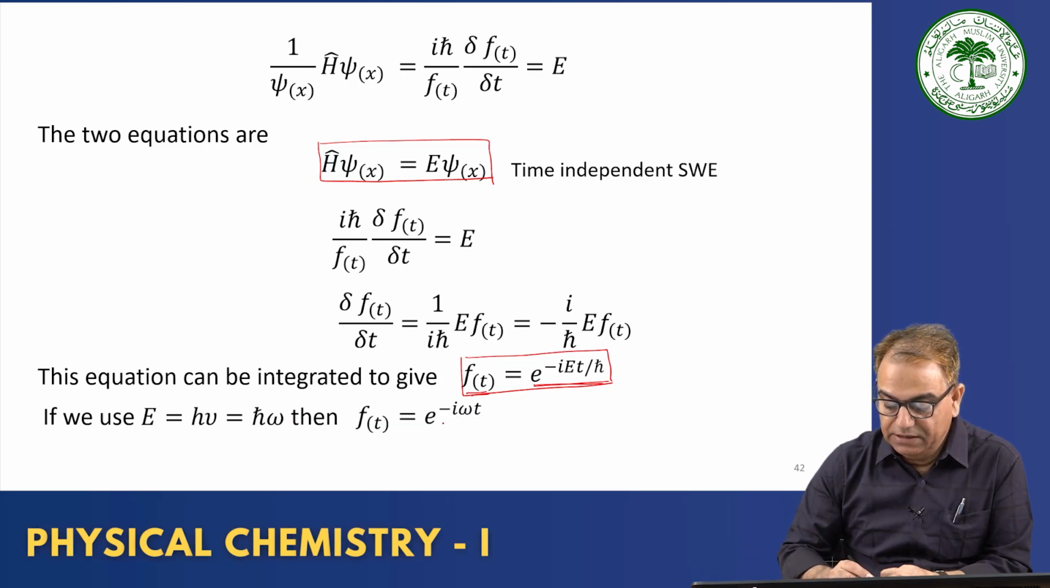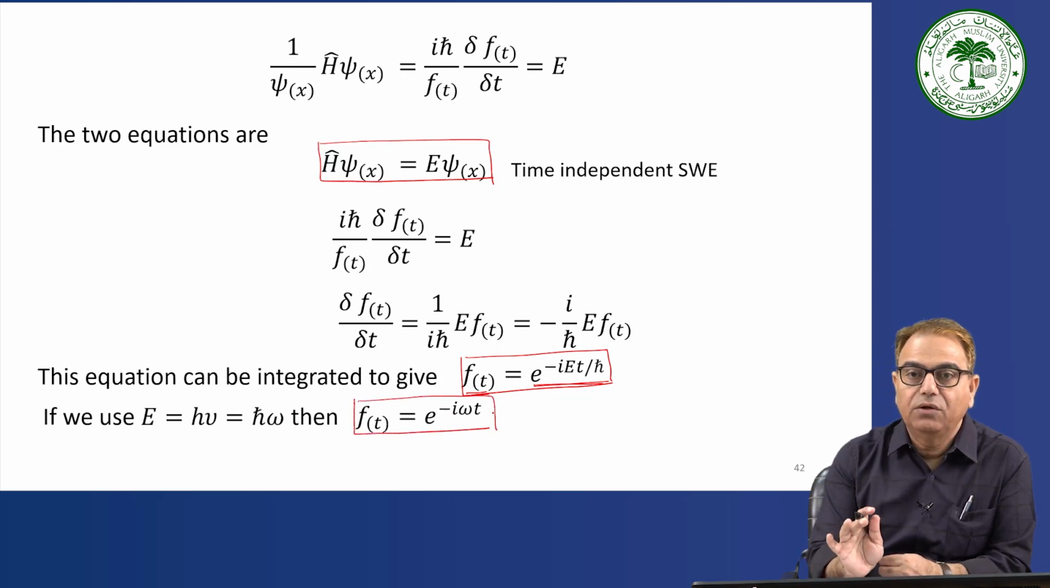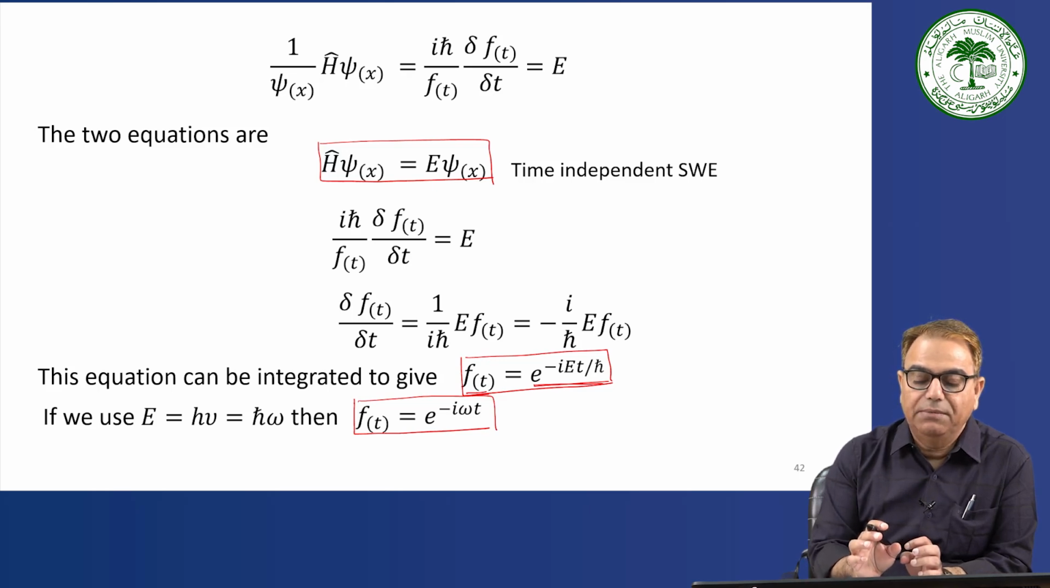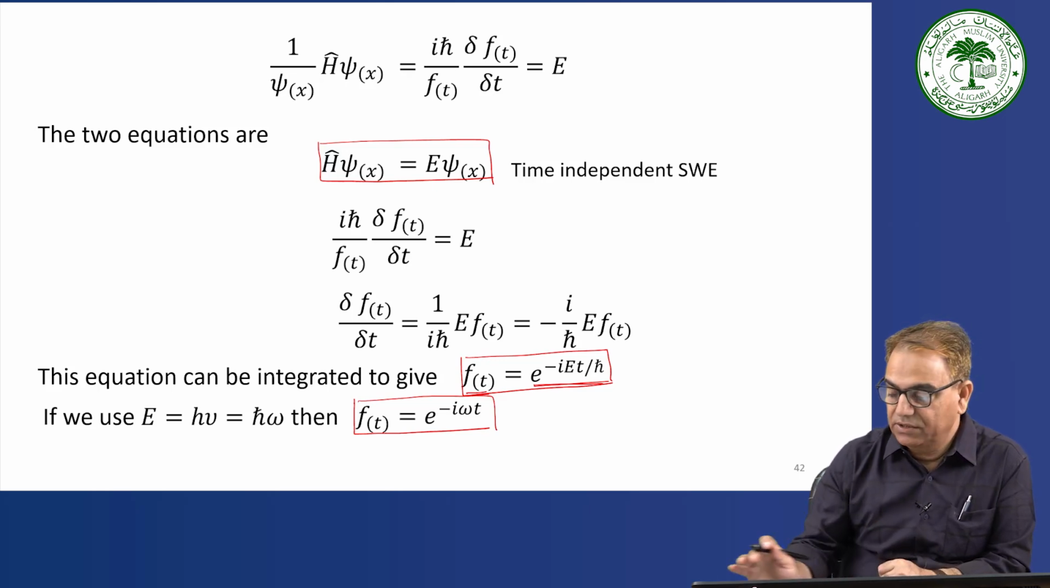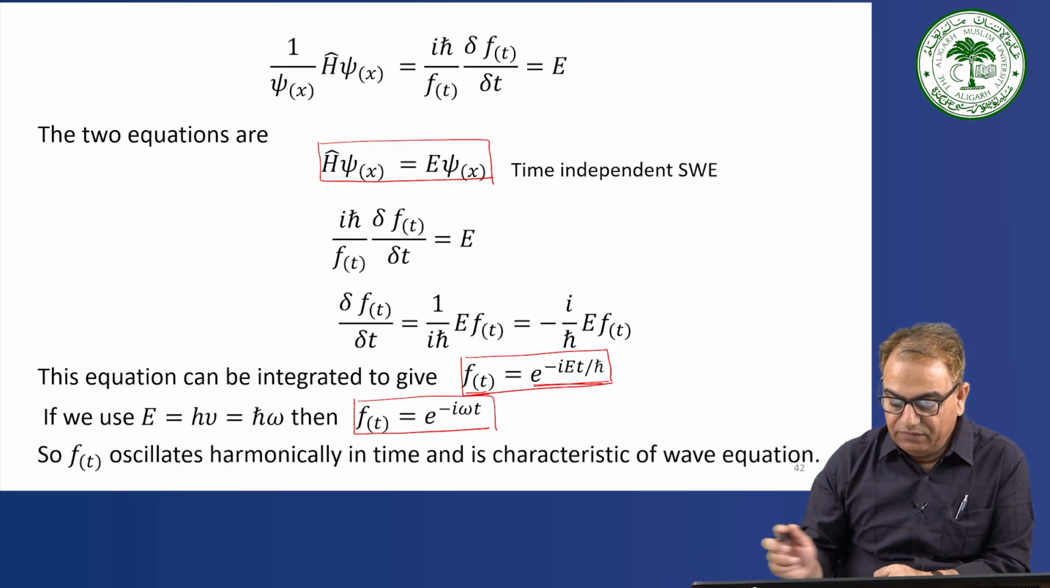You can write this as f(t) is equal to e to the power minus i omega t. We have not used anything about the perturbation till now. We are just talking about the time dependent Schrodinger wave equation, nothing else. So this you get f(t), and what does it mean?